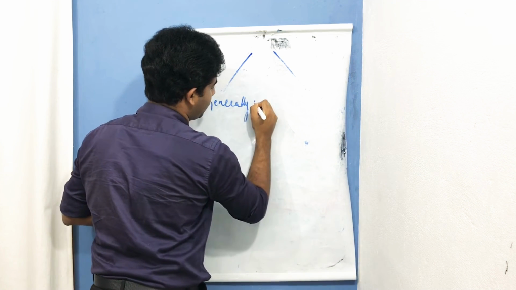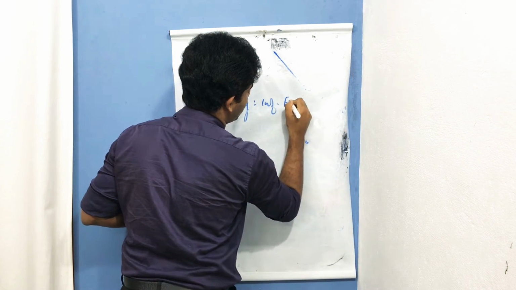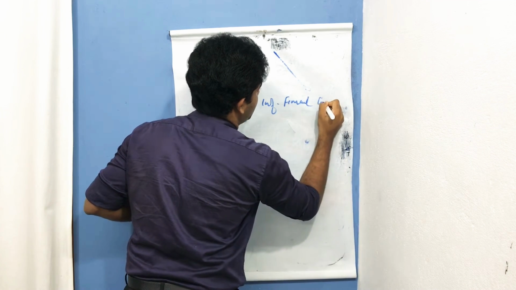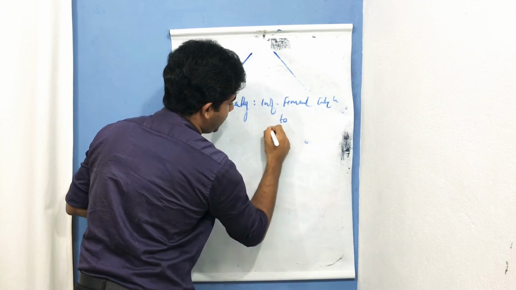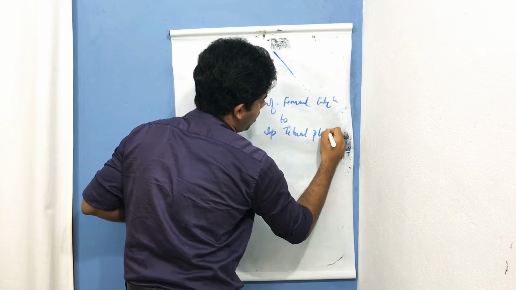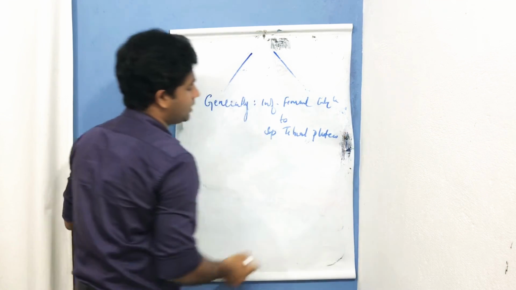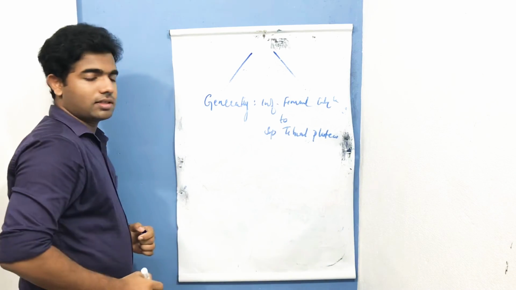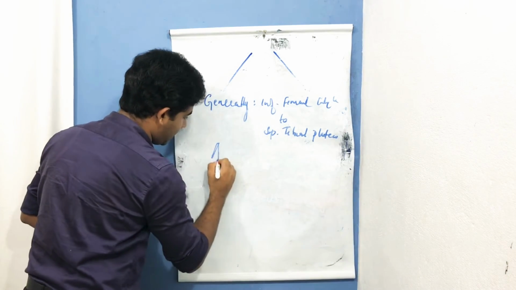Generally, it runs from the inferior femoral condyle to the superior tibial surface, the tibial plateau, right? That is in general. But what about anteriorly?